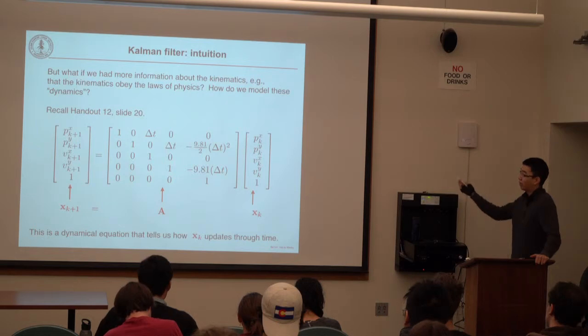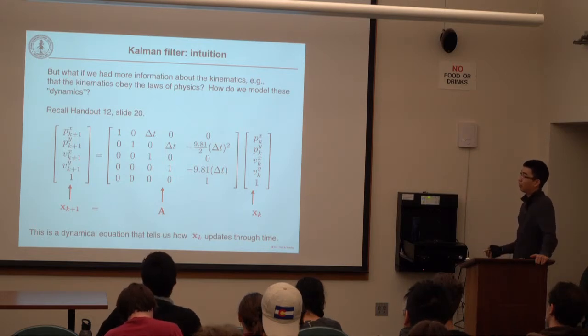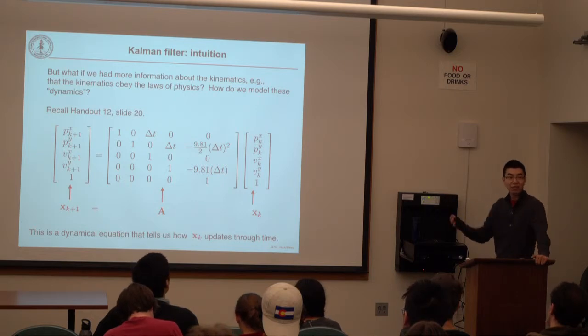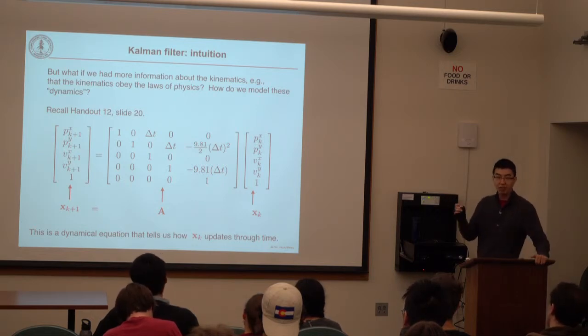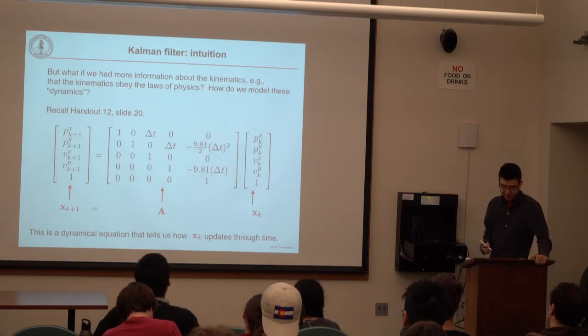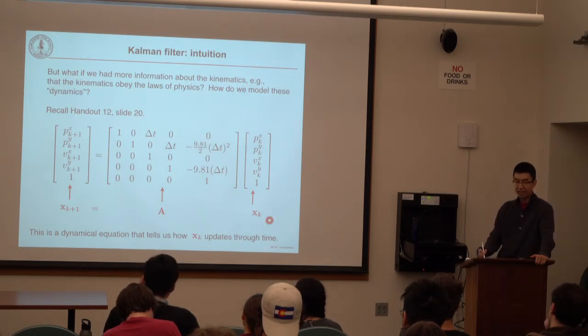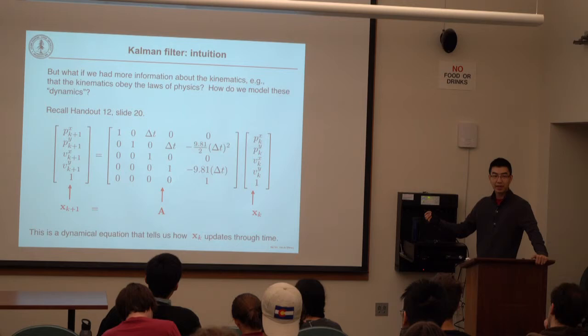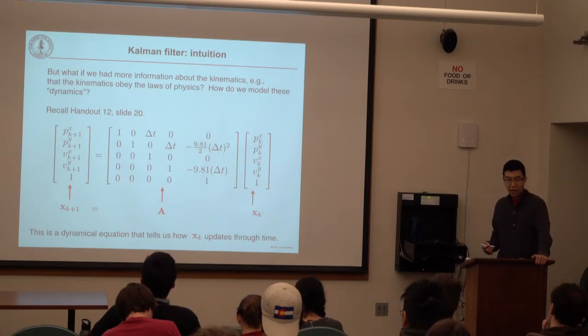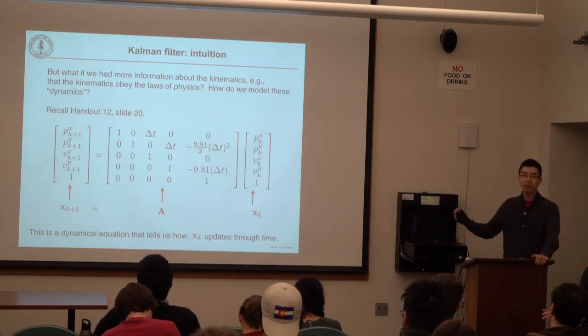But what if we had more information about the kinematics? And so what if they obeyed the laws of physics? This is an example that we talked about from handout 12, where we were just looking at a ball falling. And we said that we could write the kinematics at time k plus 1 as some function of the kinematics at time k. That function was linear, and it just put to use our equations from Newtonian mechanics.